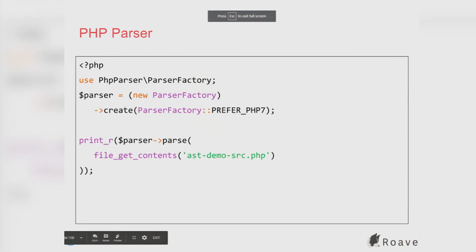Oh, there we go. It's alive. Okay. The usage is pretty much exactly the same as well. We can configure it to prefer PHP 7 or indeed prefer PHP 5 if you're still using PHP 5 code. You give it a string of code, it gives you your AST.